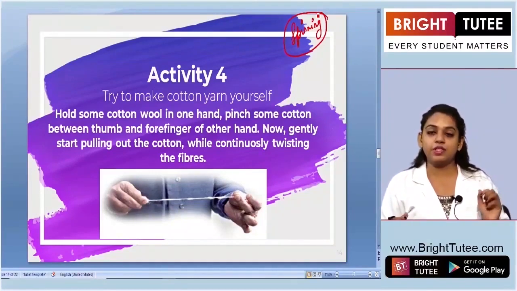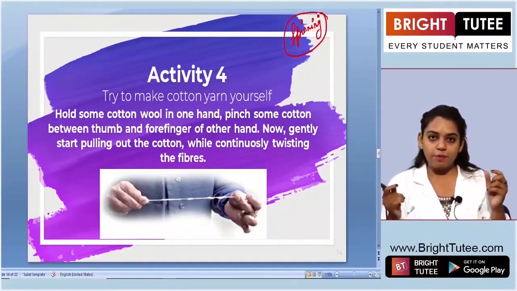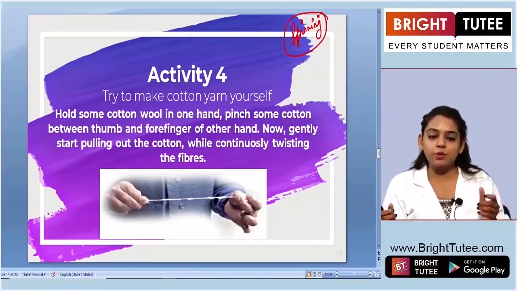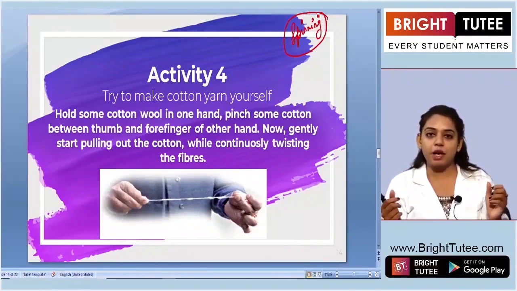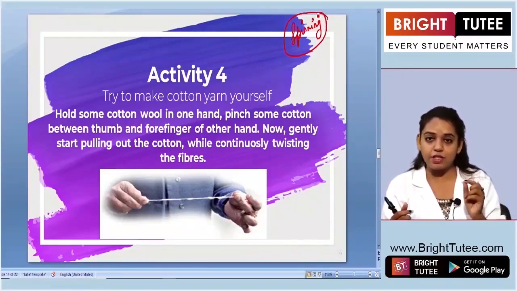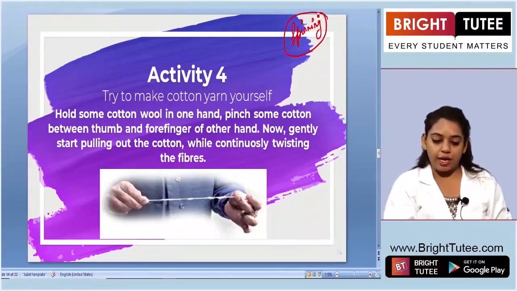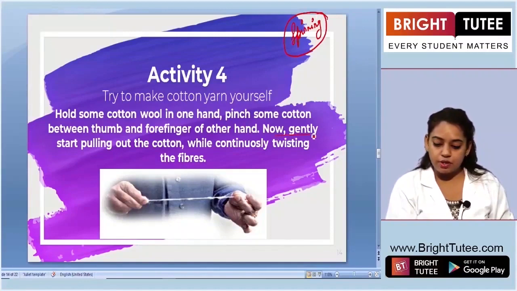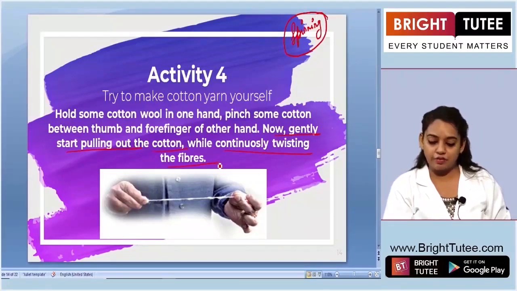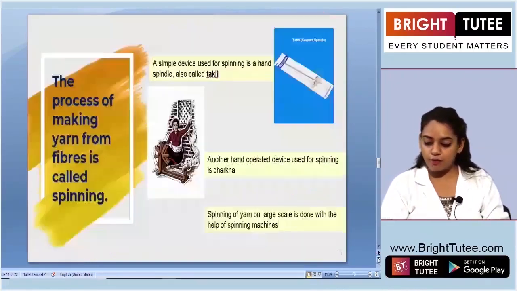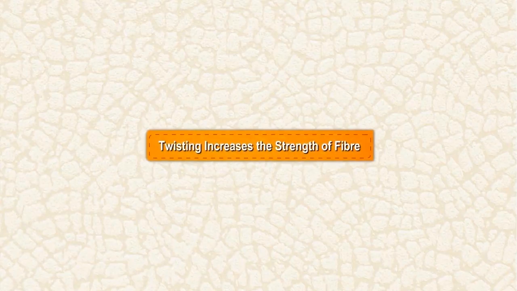What you are going to do is take a small amount of cotton, place it between your hands and try to pull it apart. You will observe that you can see the fibers coming out of it. So these are the fibers. Now take these fibers and twist them further, and gently start pulling out the cotton while continuously twisting the fibers, and this is the way yarn is formed out of cotton. Twisting increases the strength of fiber.